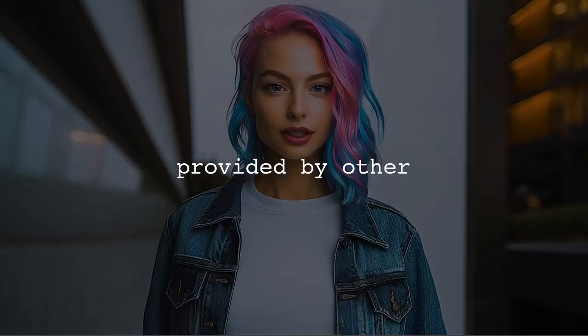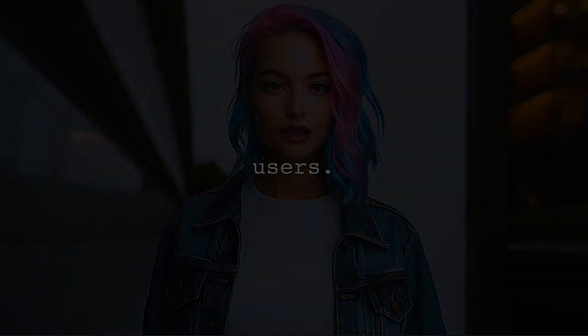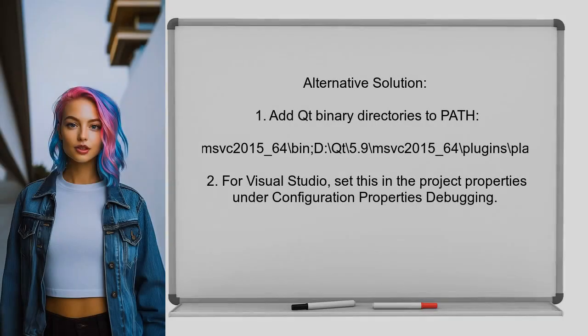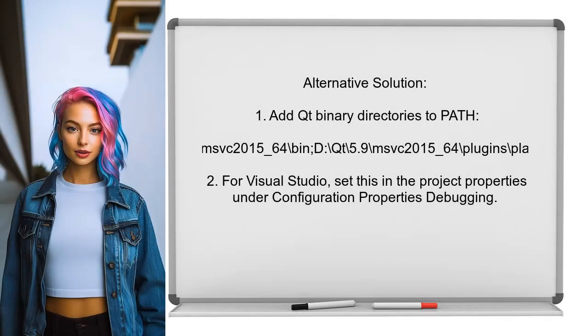Now let's look at the answers provided by other users. An alternative solution suggests that when using Qt as a DLL, you need to ensure that the binary directories for Qt are included in your system's path variable. Specifically, add the paths for the bin and platforms directories to the path. This allows the executable to locate the necessary DLL files at runtime.